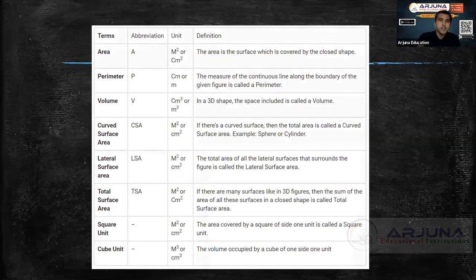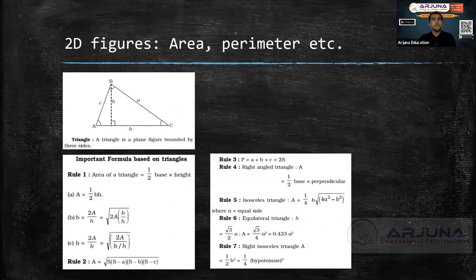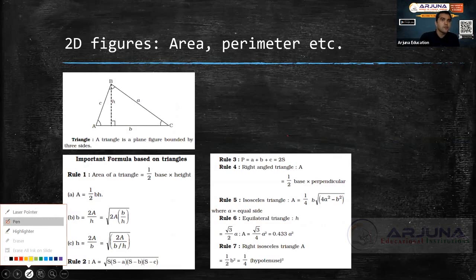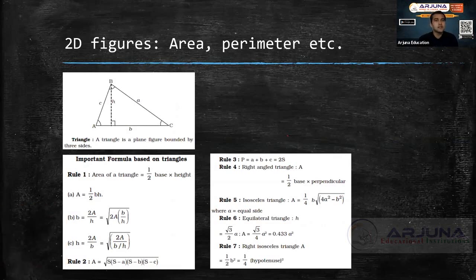Fine. So what we will do first, we will go through 2D figures, and in 2D figures some important things we will go through. Okay, starting with the triangle. So what is a triangle? Triangle is a thing which is having 3 vertices and 3 sides, right?